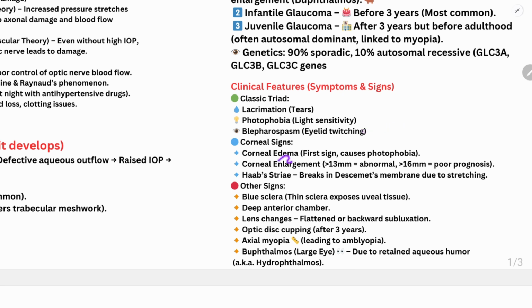And corneal signs are corneal edema. It is the first sign and causes photophobia, and corneal enlargement and Haab's striae can be seen. This Haab's striae is seen due to the breakdown of Descemet's membrane. This Descemet's membrane is one of the layers of the cornea, mostly the innermost layer. And other signs are blue sclera, deep anterior chamber, lens changes, optic disc cupping, and axial myopia due to increased axial length, and you will also see ophthalmos, which is a large eye during birth. So these are the clinical features that you must remember here.